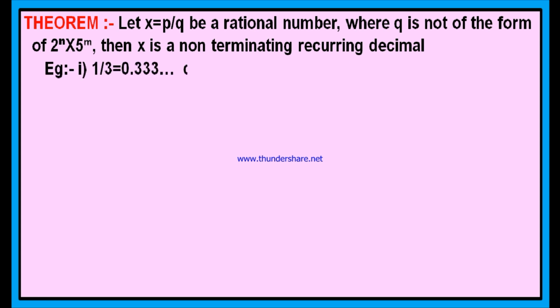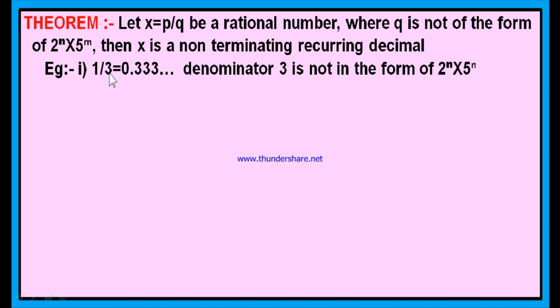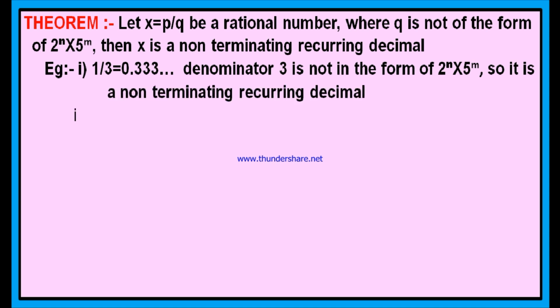Let us observe this example 1 by 3. Here the denominator is 3. Denominator 3 is not in the form of 2 power n into 5 power m. Here this 3 has neither 2 as a factor nor 5 as a factor. Therefore the denominator is not in this form of 2 power n and 5 power m. Now if you convert it into a decimal number, 0.333 and so on, it has no end. Therefore it is non-terminating. And at the same time this 3, a part of this decimal value, is repeating. So it is a non-terminating recurring decimal.